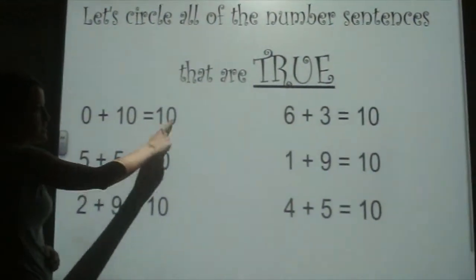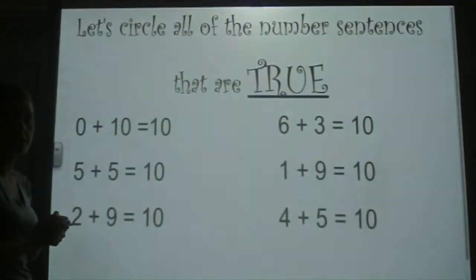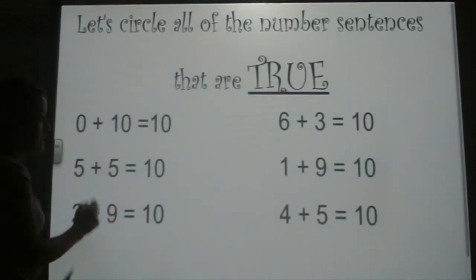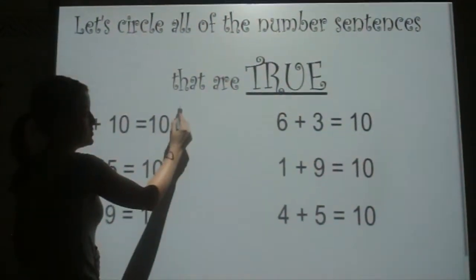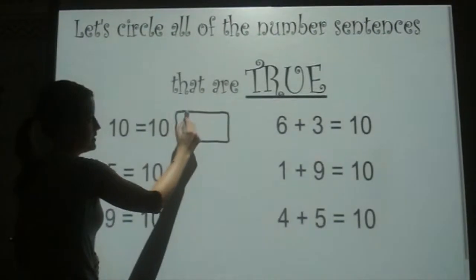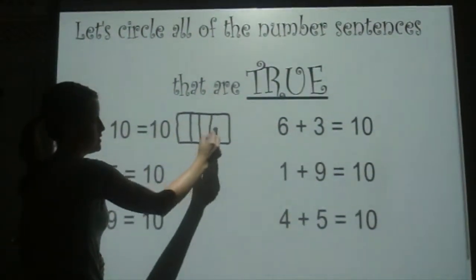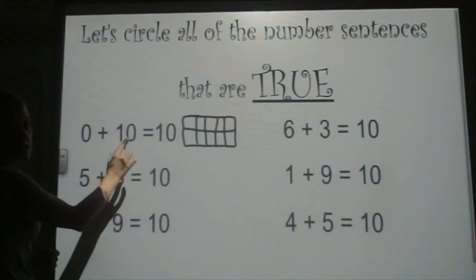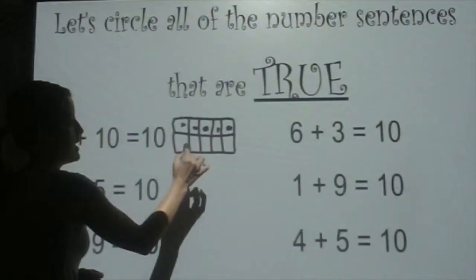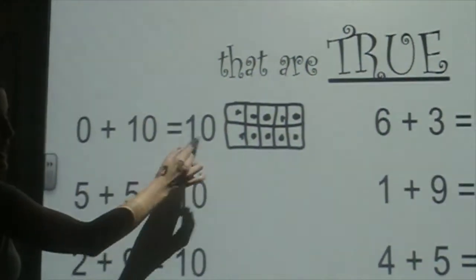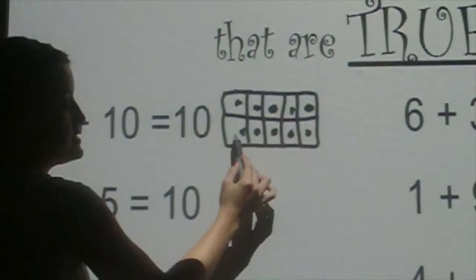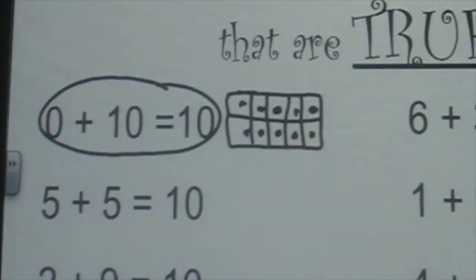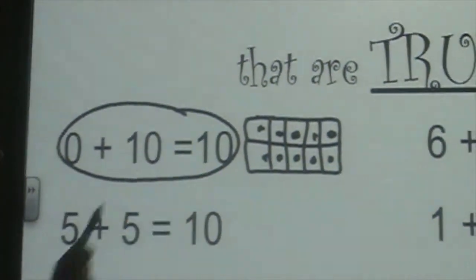0 plus 10 equals 10. Now this one might be kind of easy, but we want to be able to prove it and say that it is true. So if I have 0 and I add 10, we'll do a 10 frame. If I have 0, I'm not going to color in any squares over there, and I add 10, 1, 2, 3, 4, 5, 6, 7, 8, 9, 10, does that equal 10? Let's count. 1, 2, 3, 4, 5, 6, 7, 8, 9, 10. That is true. So we want to circle that one. We solved for it, we found out, and we could prove it. 0 plus 10 does equal 10.